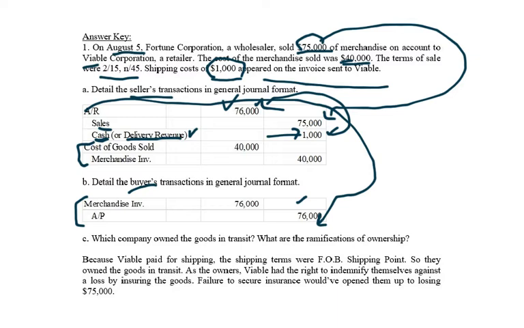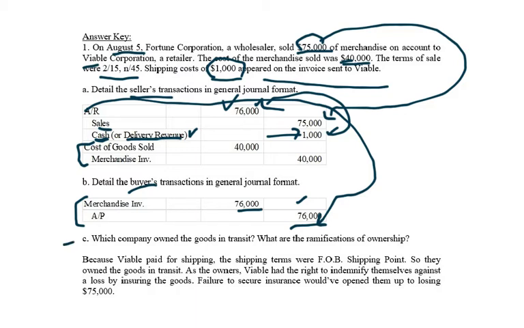They have to be equal because that's what they got charged, right? The total invoice amount was $76,000, so that's how much should go in AP. Therefore, that's how much should go in the merchandise account itself. Those should always be equal to each other. And we'll talk about that parity issue once again here.